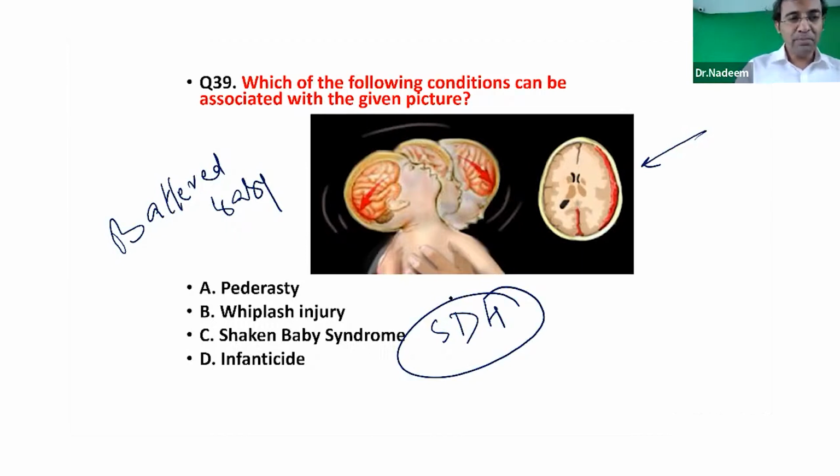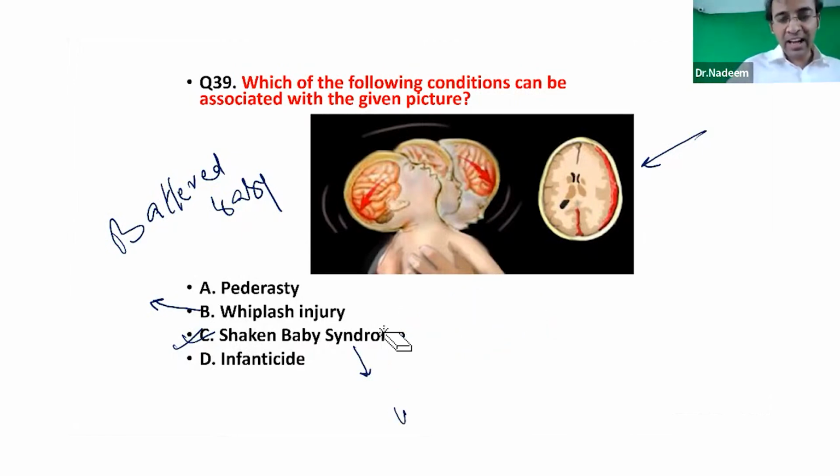right? Shaken baby syndrome. Whiplash injury, which we have seen in road traffic accidents. Whiplash injury occurs whenever there is sudden acceleration or deceleration. Suddenly there is hyperextension of the neck followed by hyperflexion. Because of that, there can be contusion over the spinal cord. That is whiplash injury. Now, this shaken baby syndrome is also called infantile whiplash syndrome. Infantile whiplash.